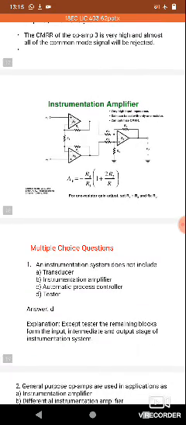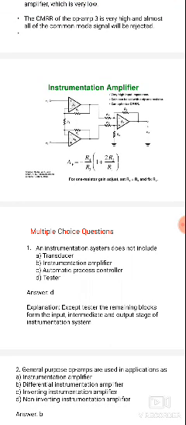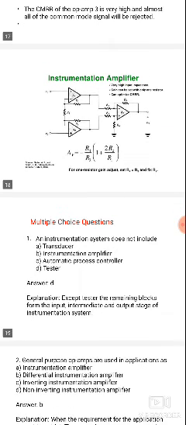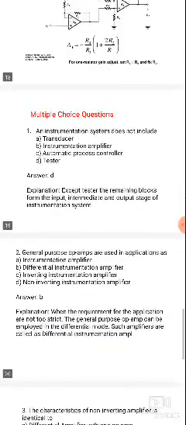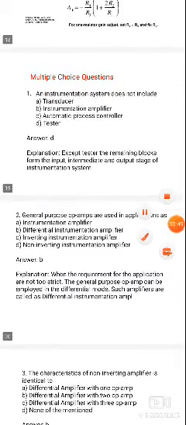Next, the instrumentation amplifier has very high input impedance and it can optimize CMRR, meaning it has high CMRR and low noise. The gain can be set with only one resistor. The gain adjustment uses R4 equal to R3, and R2 will be a fixed resistor. This is all about the instrumentation amplifier using 3 op amps.